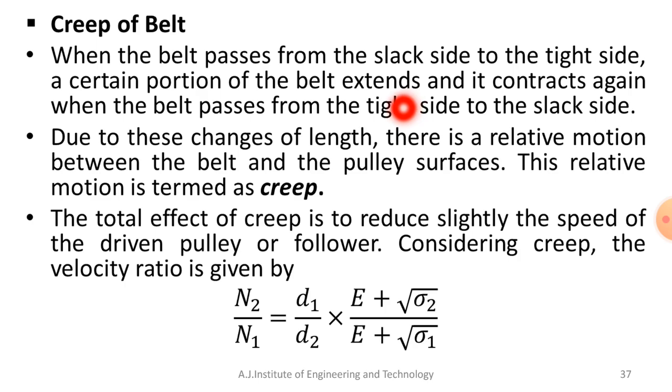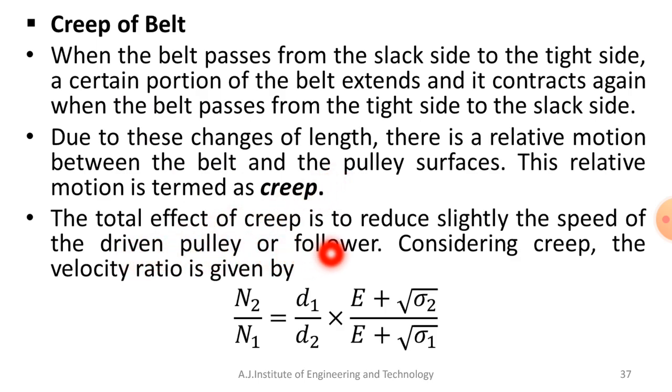So when it passes from the slack side to the tight side, it contracts again when the belt passes from the tight side to the slack side. Due to these changes of length, there is a relative motion between the belt and pulley surfaces. This relative motion we call creep. This is one of the important phenomena, called creep.